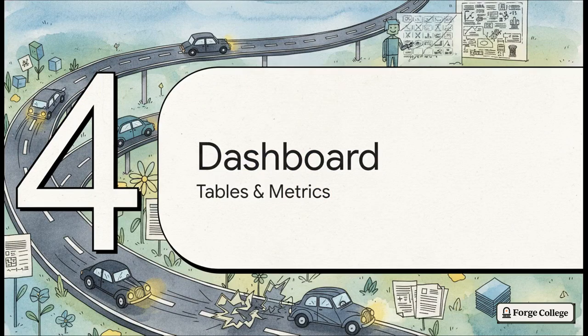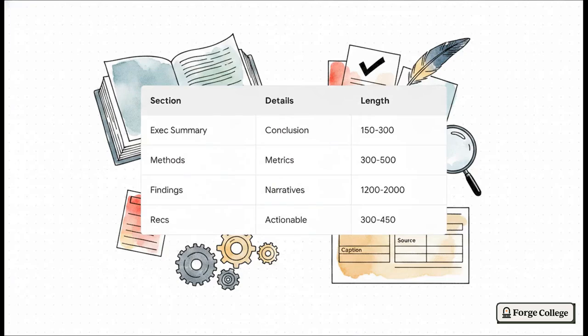All right, Section 4, formatting the dashboard with your tables and metrics. Think about it this way. Your dashboard has to be perfectly readable. Otherwise, your instructor, the driver essentially, is going to crash right into a giant wall of confusing text. Your findings section is the real heavy lifter here, sitting right around 1,200 to 2,000 words. Meanwhile, your executive summary should be a tight, punchy 150 to 300 words max.